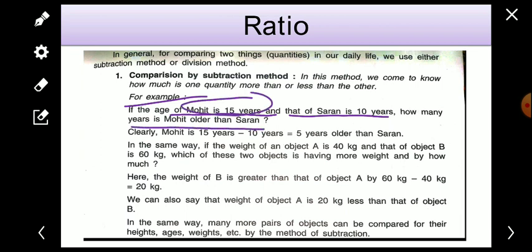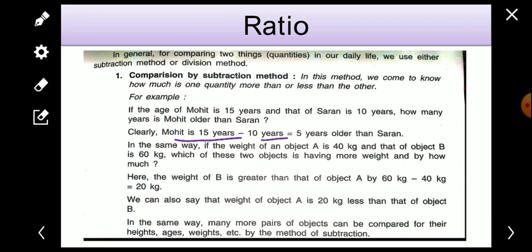Okay, so how many years more? Means how much older Mohit is than Sharon. So here what we'll do, we will get the difference of the ages, then we'll get 5 years. It means Mohit is 5 years older than Sharon. So here what have you done? We have done the subtraction method.